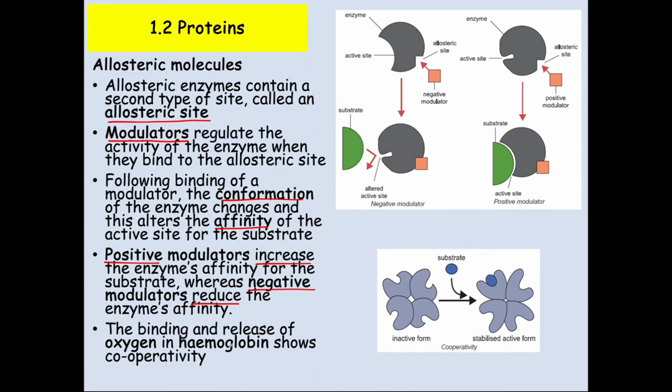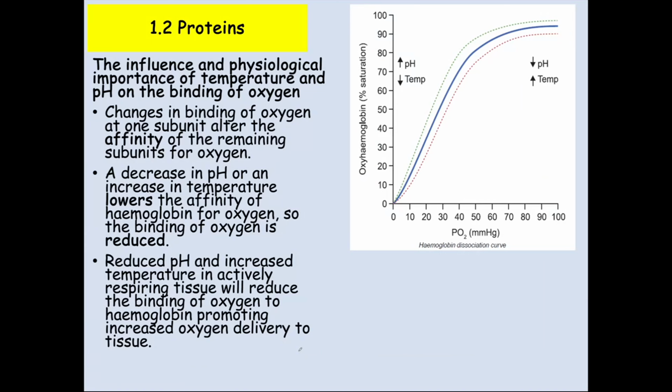The binding and release of oxygen by hemoglobin shows this cooperativity, and it shows these changes that we discussed earlier on. Now, the influence and physiological importance of temperature and pH on the binding of oxygen. Changes in binding of oxygen at one subunit alter the affinity of the remaining subunits for oxygen. We talked about that example in the previous slide. A decrease in pH or an increase in temperature will lower the affinity of hemoglobin for oxygen, so the binding of oxygen becomes reduced.